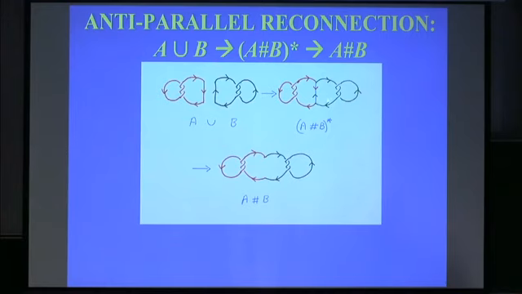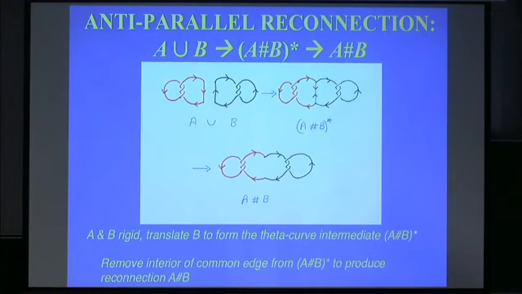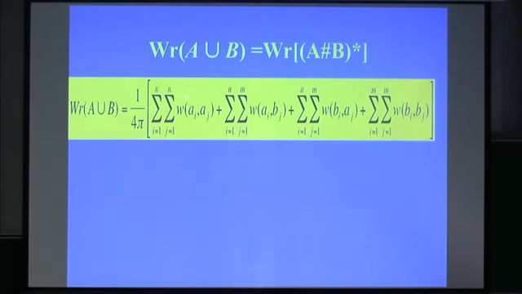And then I'm going to erase the interior of this common edge here, and this now produces the reconnected curve. So these two curves reconnect via this theta curve intermediate to produce the reconnected guy. So I'm going to remove the interior to get this reconnection, and now I'm going to compute the writhe.